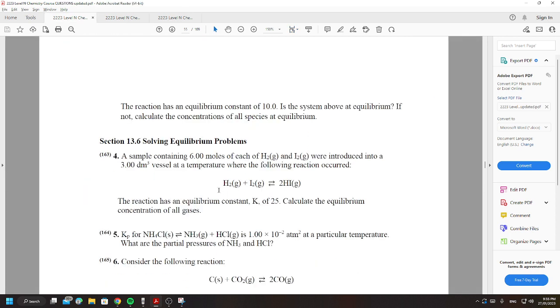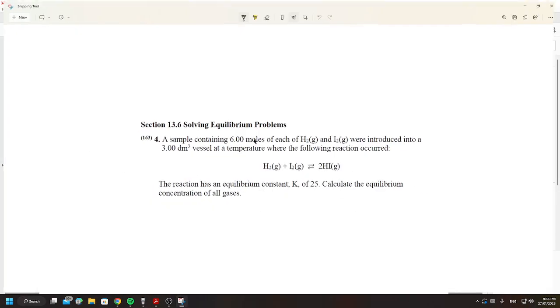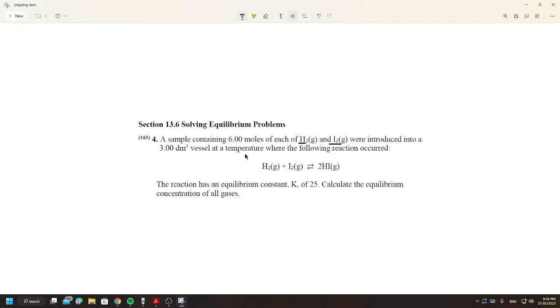But here they didn't give us the number of moles of HI. Therefore, we know the reaction, so I'm just going to screenshot this real quick. Given they only gave us H2 and I2 moles, and they didn't give us the number of moles of HI, we can assume that the reaction hasn't occurred yet, so no product has been made.